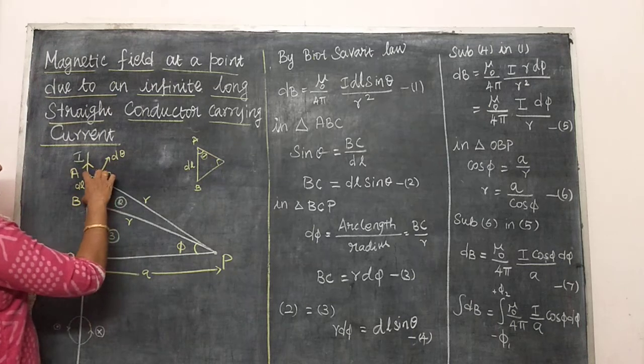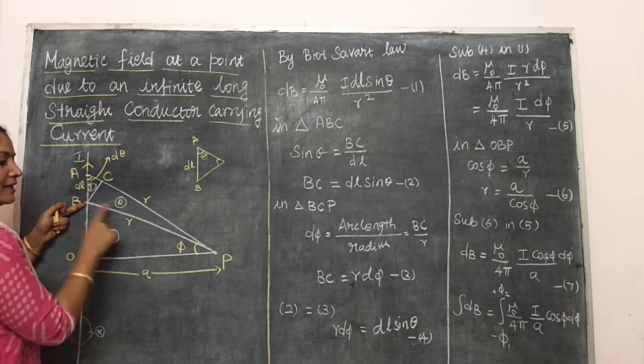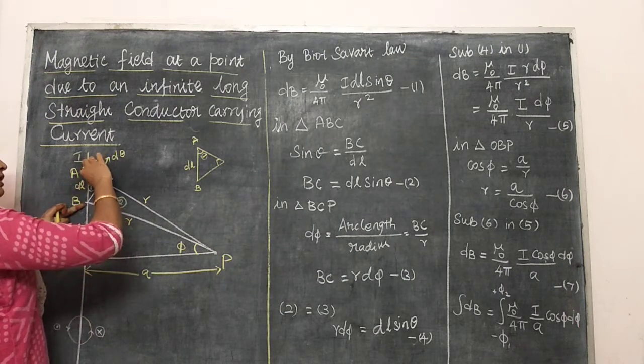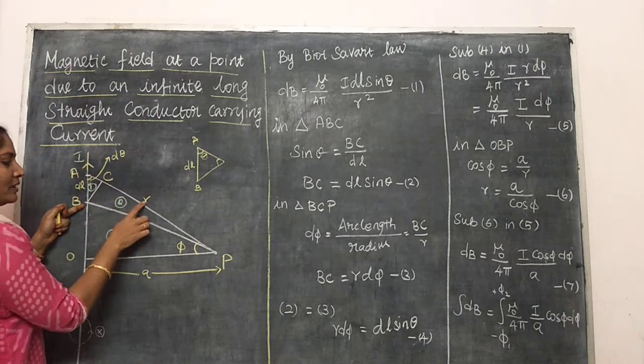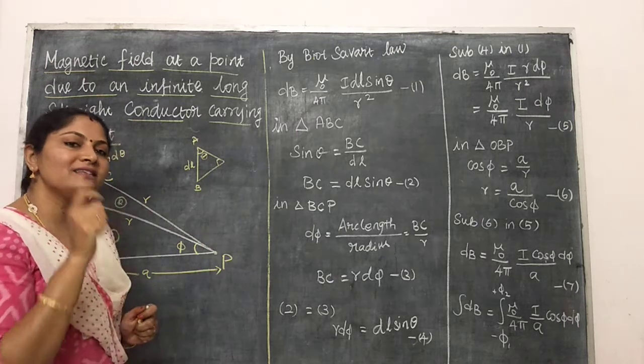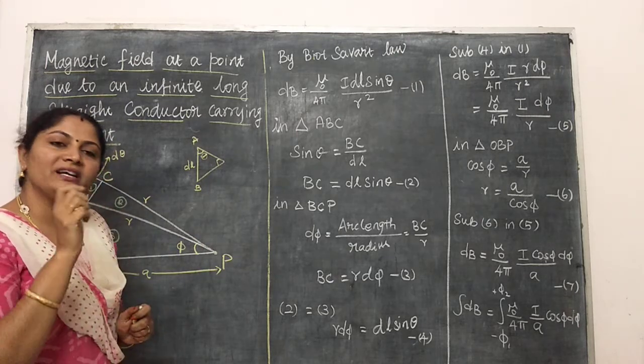This is a small current element, no? So the distance from B to the point P is r. From A, the small distance can be neglected, so that also is r only. So from the current element, the distance of the point P is nothing but r.